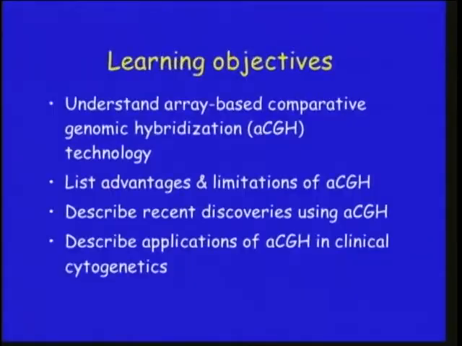The learning objectives for this presentation are to understand array-based comparative genomic hybridization technology. And Array CGH is the array-based technique that's being used in cytogenetics. You should be able to list the advantages and limitations of Array CGH. I'll describe some of the recent discoveries that have been made using this technology. And then I'll also talk about applications of Array CGH in the clinical lab.